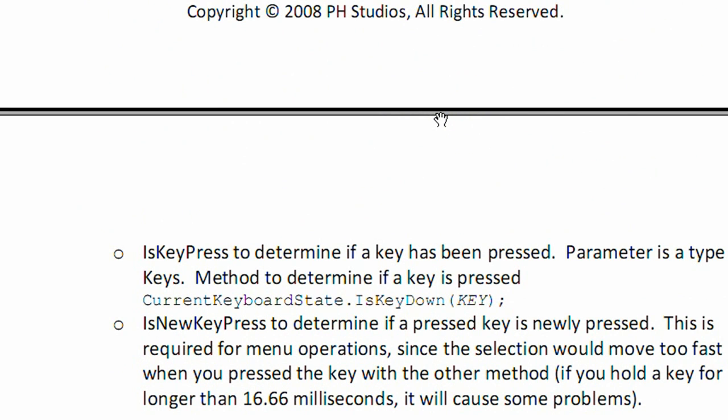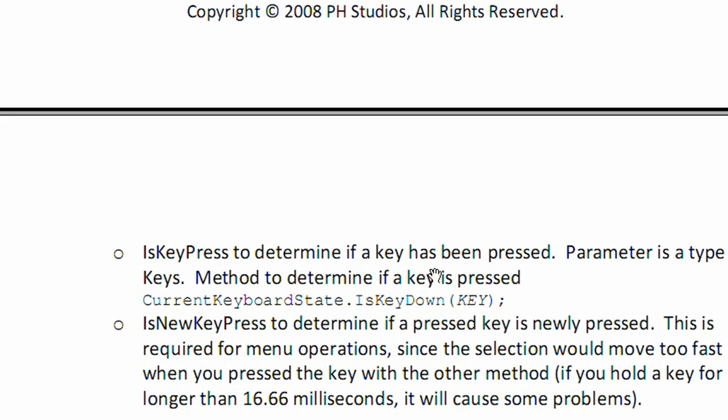Now methods. We need to have an update method that will set the last keyboard state as the current keyboard state object, and then we need to get the current loop's keyboard state. Now we need another method to get a key press, and that determines if a key has been pressed. The parameter is of type Keys, and the method to determine if a key is pressed is this line here, current keyboard state dot is key down, and we pass it the appropriate key.